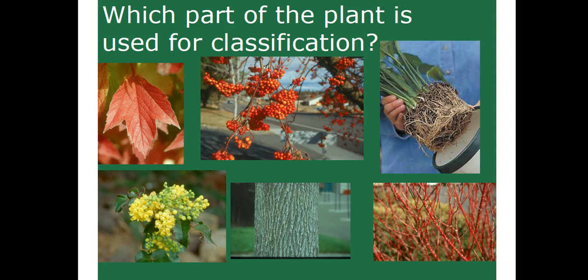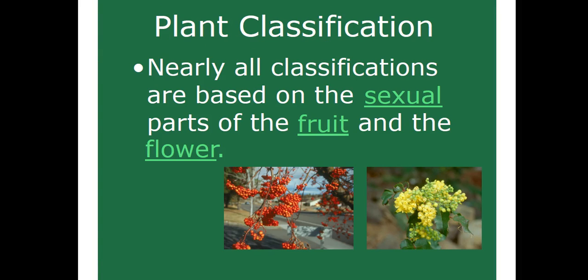So what plant part is used for classification? Think about that for a second. Is it the leaves, fruit, the roots and crown of the plant, the bark, flowers, the twigs? Well, they could all be used to classify a plant, but Linnaeus, in his infinite wisdom, based all of his classifications on the sexual parts of the plant, the fruits and the flowers.